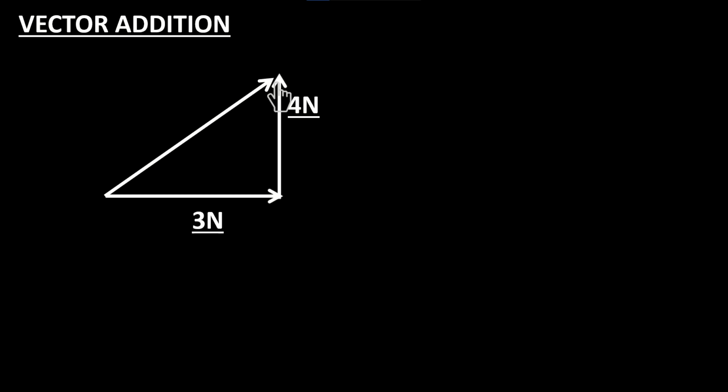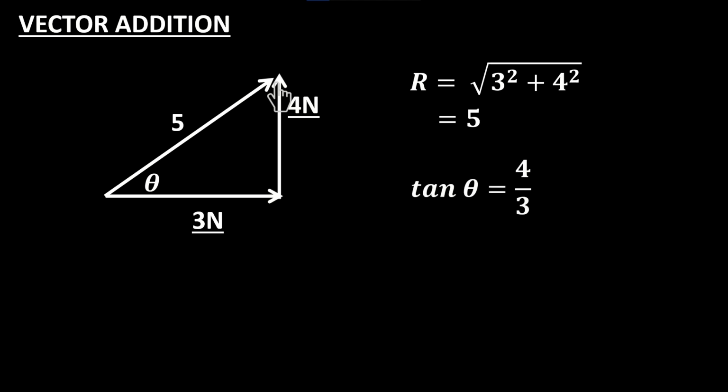Now let's calculate it. You see that this triangle is a right angle triangle. So we can apply Pythagoras theorem to find the value of r. So square root of 3 squared plus 4 squared is equal to 5. So the value of r is 5. So that's not enough. We must find the angle also. You can apply the relation as tan theta is equal to 4 over 3. So tan theta is equal to 1.333. Use the trigonometric tables to find the value. Theta is equal to 57 degrees and 7 minutes.